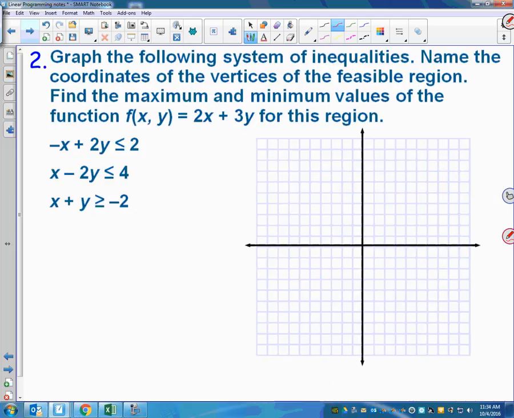This is where slope-intercept form is so important, because look at number 2. None of those are in slope-intercept form. None of them are, just the vertical and horizontal lines. So the first thing you have to do is be good at algebra and be able to solve all those for y.